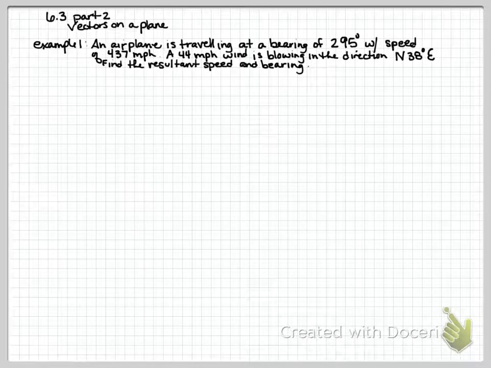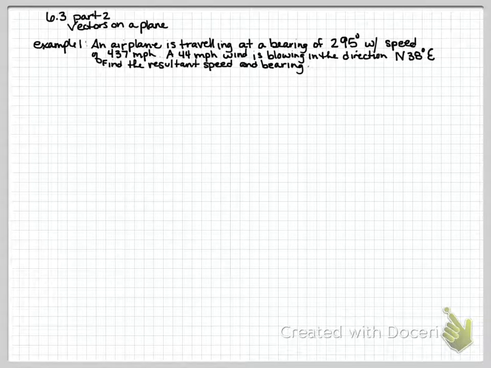Okay, this is section 6.3, part 2, or day 2, where we're talking about vectors on a plane, so we're looking at air bearing this time. We've done sea bearing, but now we're going to do air. So, our first example is an airplane is traveling at a bearing of 295 degrees with a speed of 437 miles per hour. And there is a 44-mile-an-hour wind that is blowing in the direction of north 38 degrees east. Find the resultant speed and bearing.